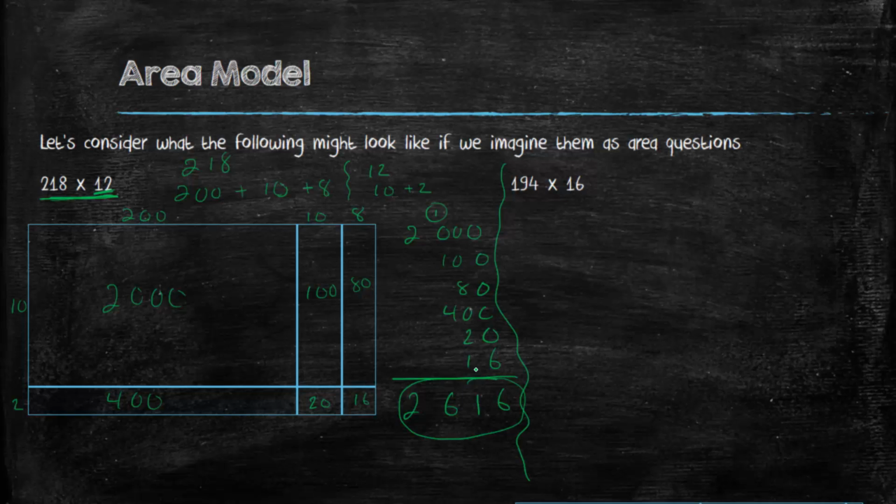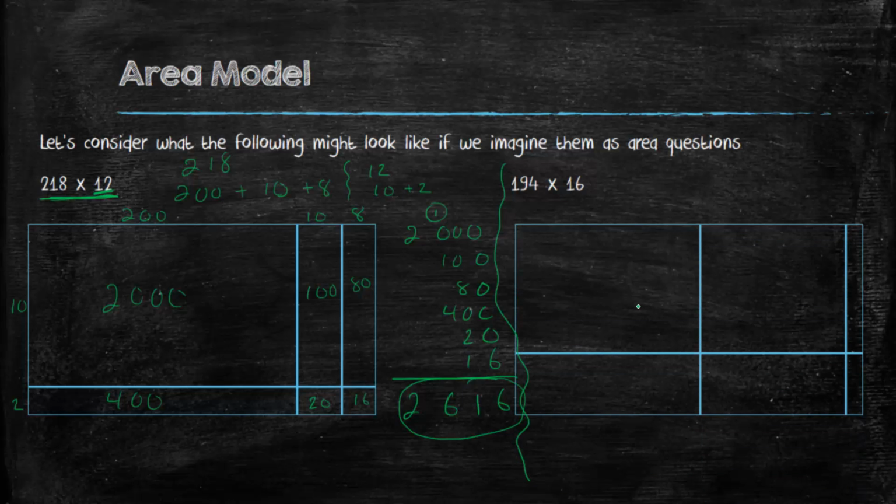Let's try a different question. 194 times 16. So let's do this over here. The 194 can be imagined as 100 plus 90 plus 4, and the 16 can be imagined as 10 plus 6. Well, let's have a look. This is the 100, this is the 90, this is the 4, this is the 10, and this is the 6.